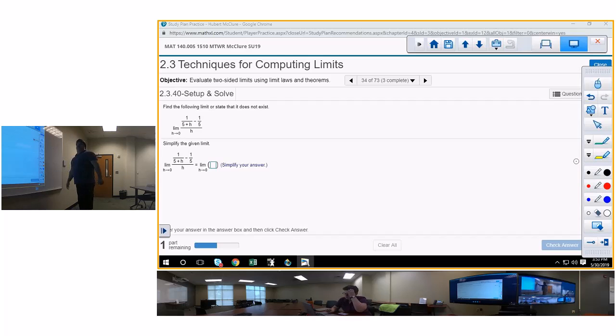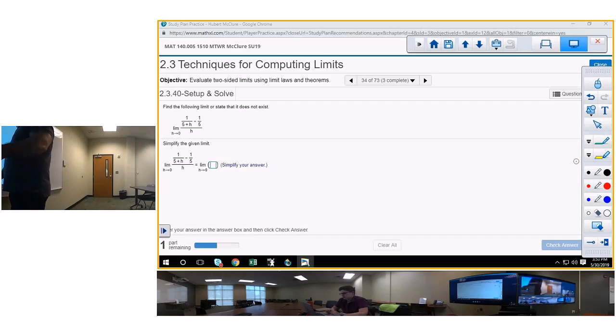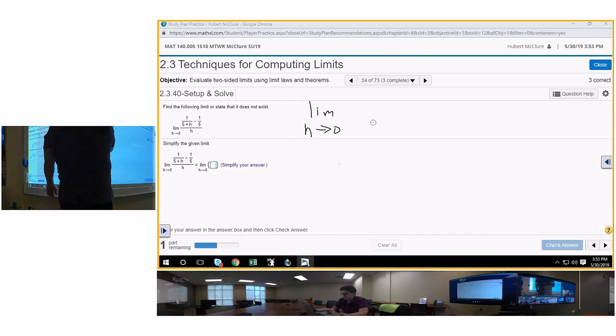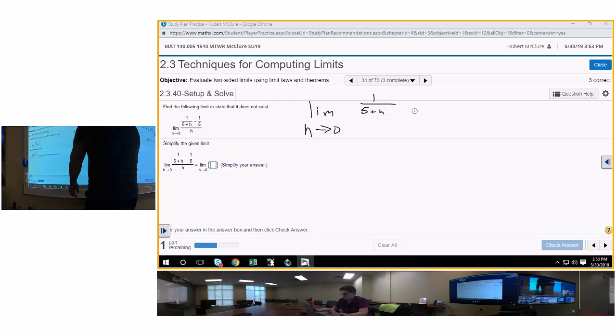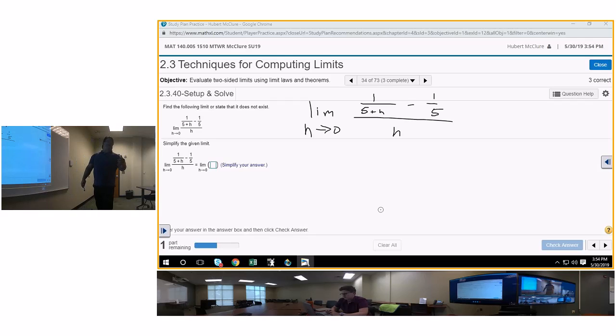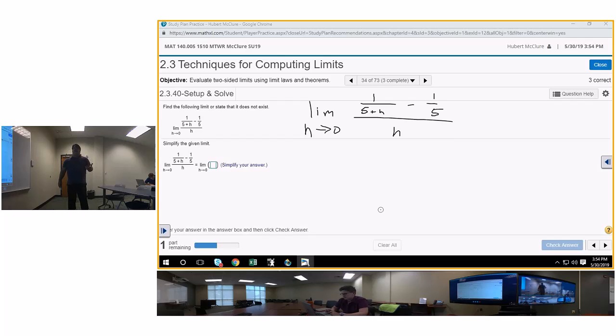So this is where your algebra comes in. Remember me telling you, if you suck at algebra, you're going to suck at limits? Well, this is why. Here we've got the limit as h approaches 0 of 1 over 5 plus h, minus 1 over 5, all over h. Now, a while ago, you had a shortcut or a trinomial, and the rule was, when in doubt, factor it out, right?